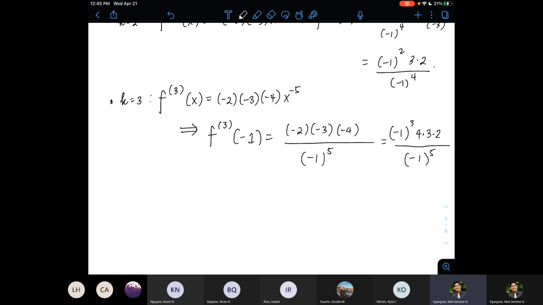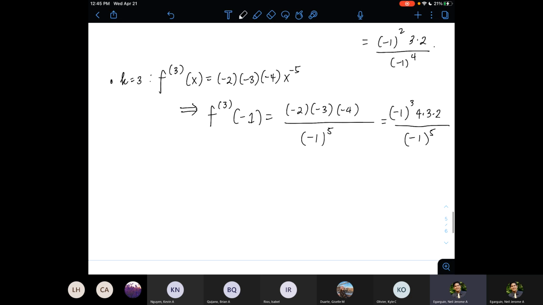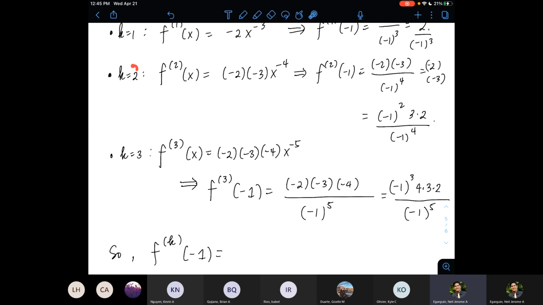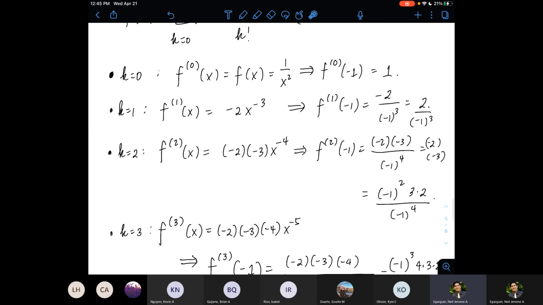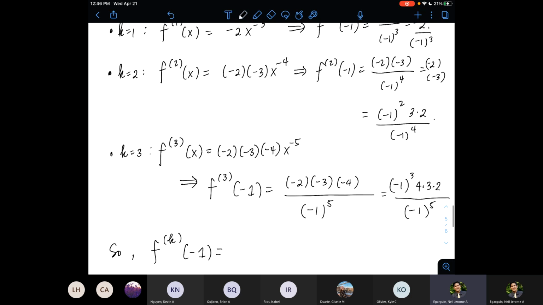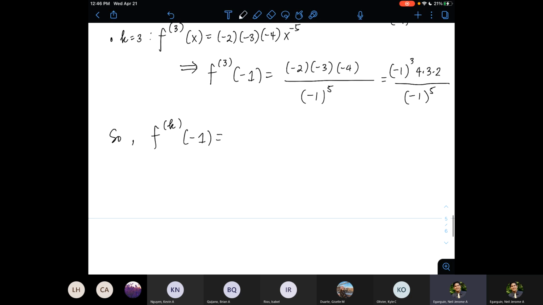All right. Now I guess we're ready to find the pattern. So f upper k evaluated at -1 will be what? Well, let's start with the numerator. In the numerator, we have -1 to the power 3 for the third derivative, negative 1 to the power 2 for the second derivative, negative 1 to the power 1 for the first derivative, so Kevin is correct. We'll have negative 1 to the power k on top.